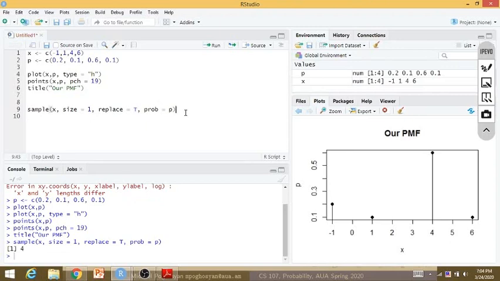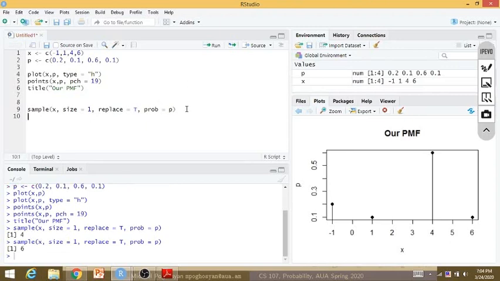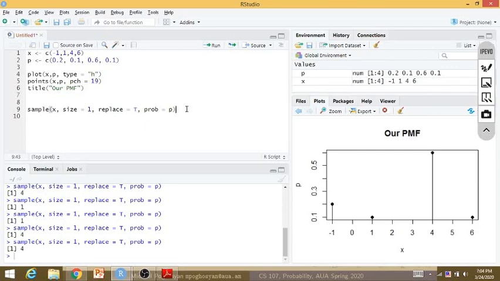Let me run that again. I'm getting 6. Again, I'm getting 4. Again 1, again 1, again 4, 4, -1, etc. So every time I run it, sample gives one possible value for x.